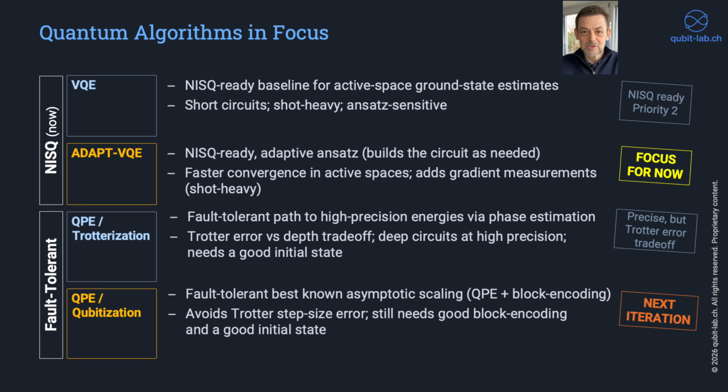At the top, we have the NISQ options, VQE as the baseline, and ADAPT-VQE as the more adaptive variant, usually trading fewer ansatz assumptions for more measurements. At the bottom, we have the fault-tolerant route, quantum phase estimation, where you either build the time evolution with Trotterization, which introduces a discretization versus depth trade-off, or you switch to Qubitization, which avoids the Trotter step size error but needs block encoding. Now we'll use this as our roadmap and zoom in, starting with what's practical on NISQ today, and then looking at what changes once fault-tolerant hardware is available.